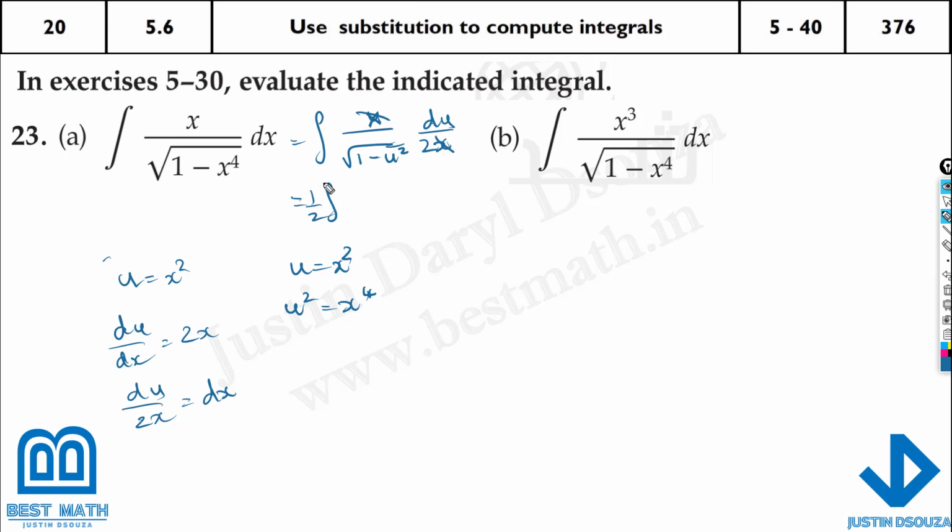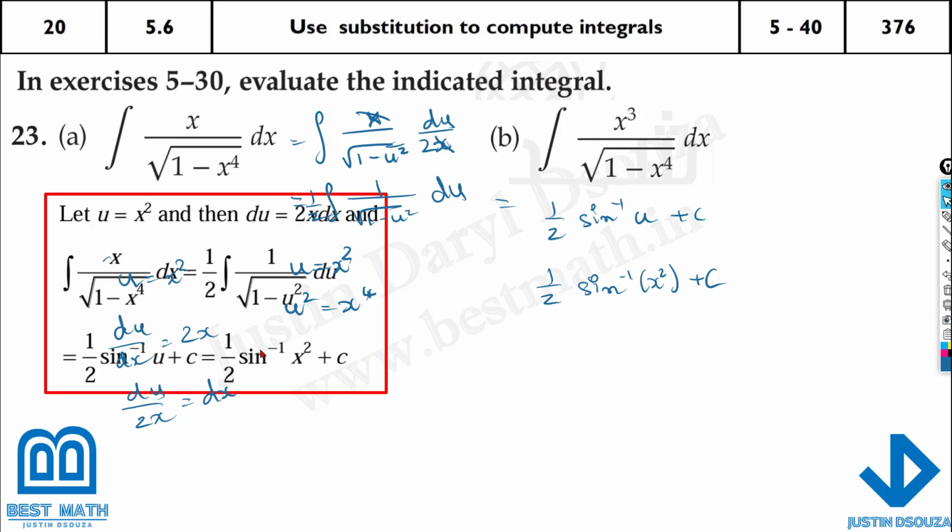I'll write the integral of 1 divided by square root of 1 minus u squared du, which is equal to half of sine inverse of u plus c. Now what was u substituted as? U is equal to x squared. So sine inverse of x squared plus c is the correct answer. This will be the final answer. It's half sine inverse x squared plus c.